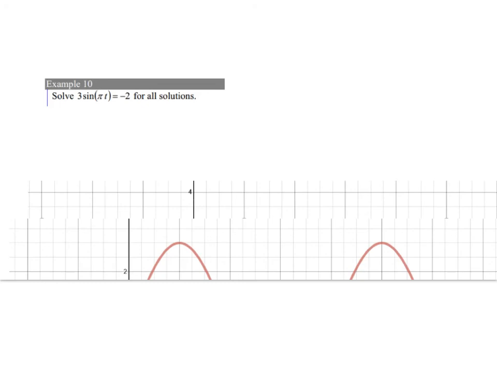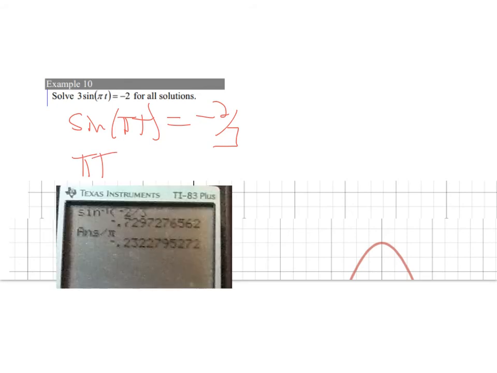So we're going to ignore the pi t for a minute, and I'm just going to solve this for sine. So sine of, I'll write the pi t, but I'm not going to worry about it, equals negative 2 over 3. Then I'm going to do the arc sine of that. So I did the arc sine of that. I got negative 0.7297, and then I divided that by pi, and that got me t equals that.